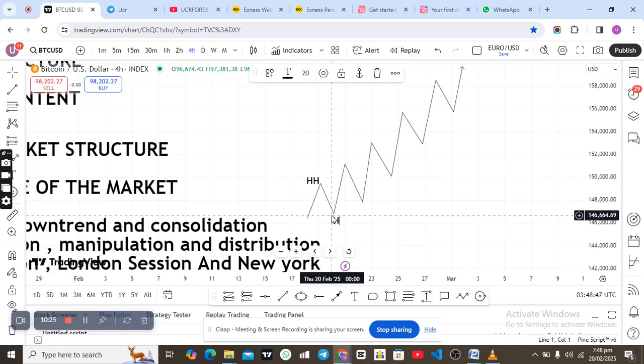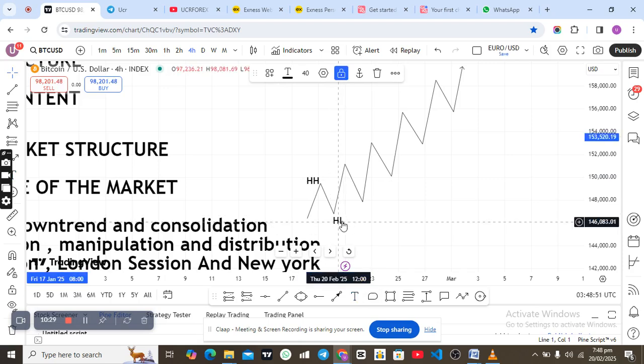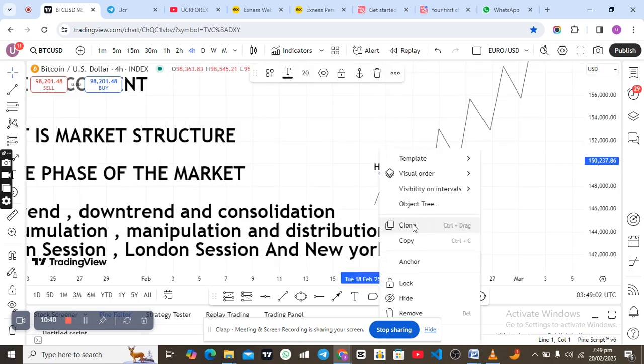So you shouldn't be confused whenever you hear somebody saying higher highs and higher lows. Let me duplicate this particular stuff and paste it everywhere so that you will not be confused. I like making things very simple.